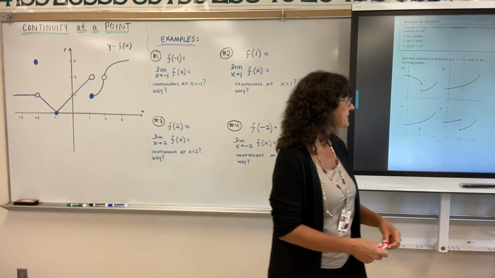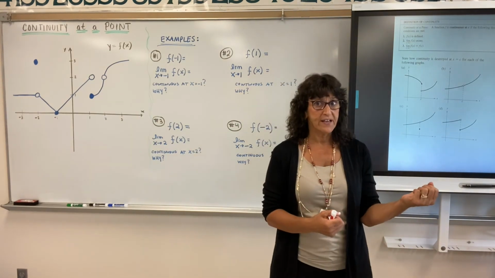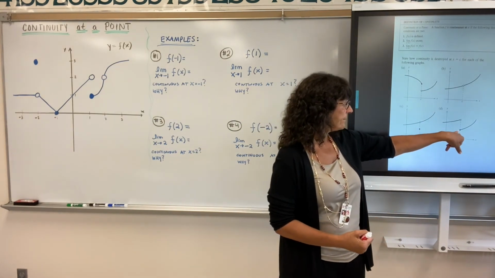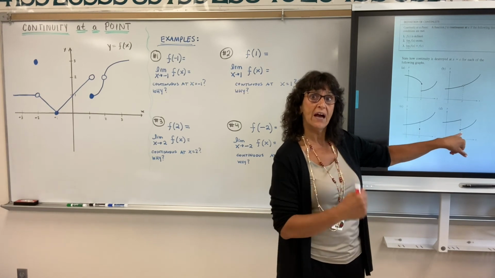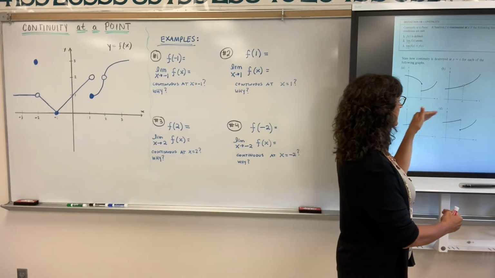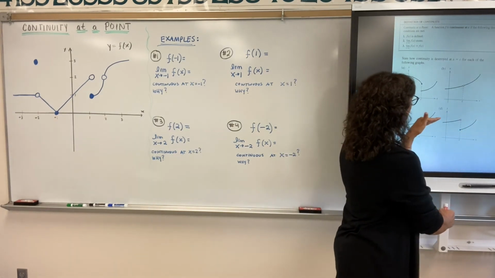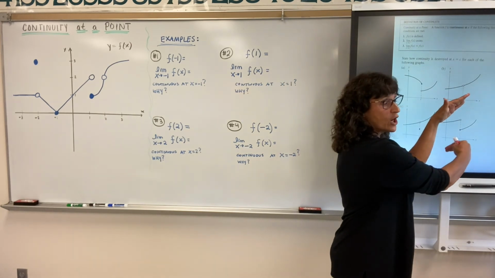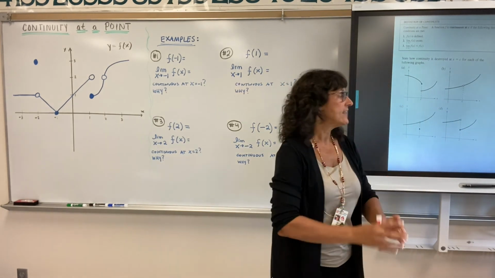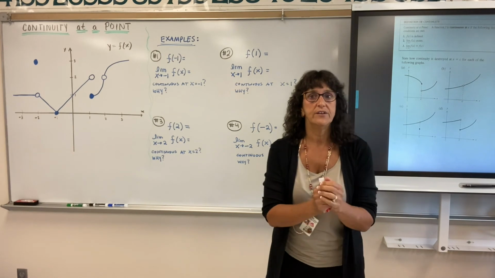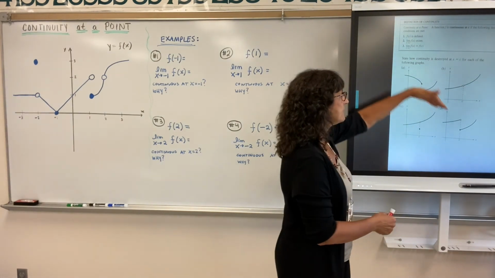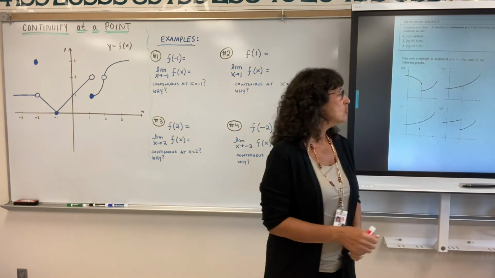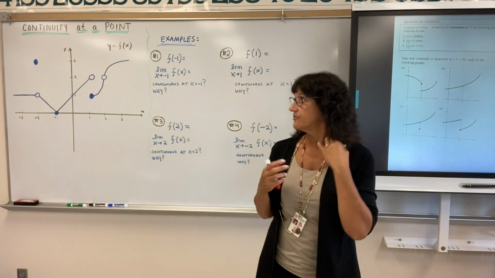And finally, letter D, do we have a defined function value? Yep, here is the closed circle. Do we have a limit? Well, the limit from the left and the limit from the right, when you take the one-sided limits, they're not going to the same place. The limit does not exist. So letter D, continuity is destroyed because condition 2 is not met. All right, so there's a little bit to get started here.